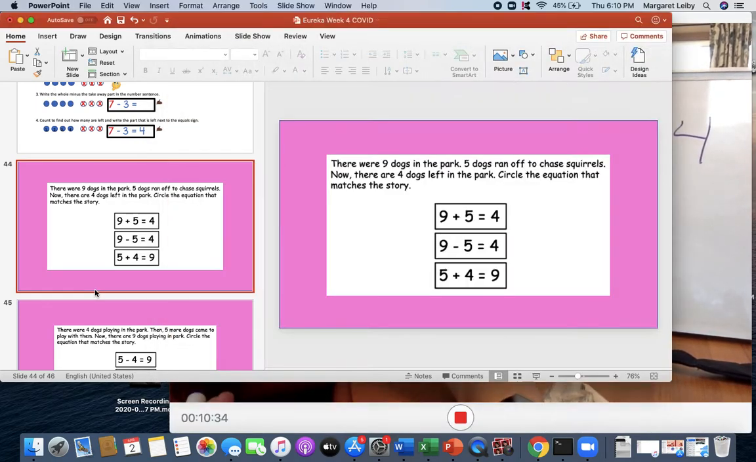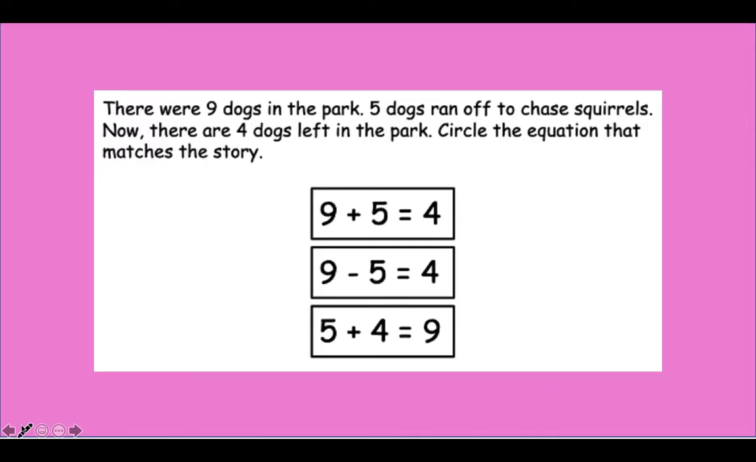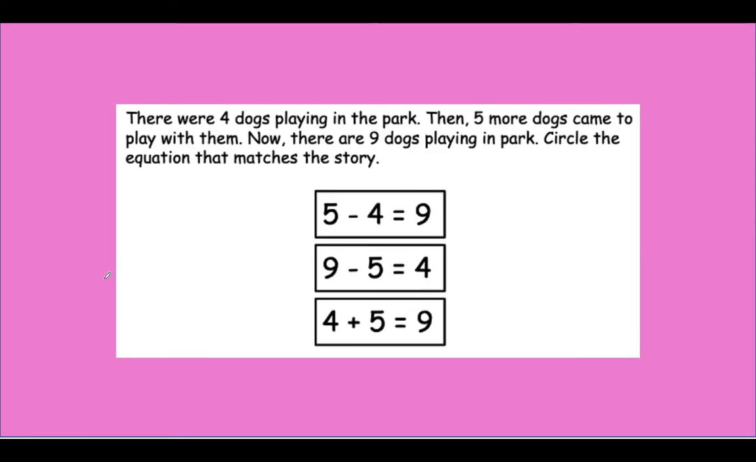So now I'm just going to go right in here. I am going to check out my options. So I've got 9 plus 5 equals 4. Nope, we said minus because we're losing dogs. They're running away. So that's not it. Then I've got 9 minus 5 equals 4. Yep, that's what we said because there were 9 dogs in the park and then 5 ran off, so it's 9 minus 5. And then they said there's 4 left. So I've got this one. And then let's look at the last one just to double check. 5 plus 4 equals 9. 5 plus 4 does equal 9, but that doesn't match the story right now, so we're going to cross that out.